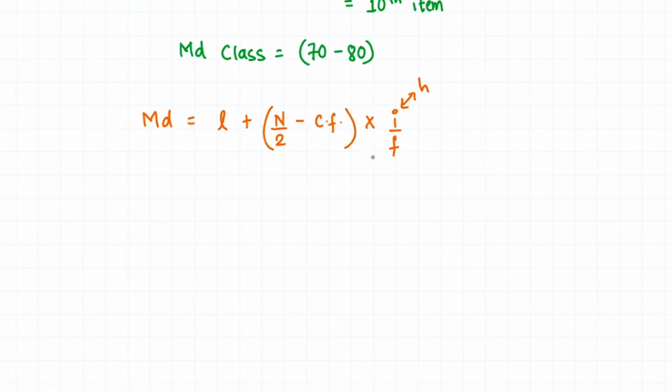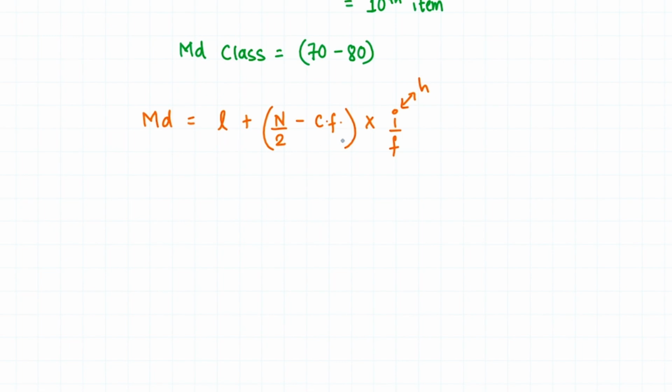And sometimes people also write this formula like this, okay? So they put that frequency over here, and you'll get something like L plus bracket N by 2 minus CF, bracket close, divided by F into I, okay? And they are both the same formula, but if you write the formula like this, it looks a little bit more complicated. So we are going to be going with this one, okay? So we'll be using this formula. So I'm just going to erase this extra formula.